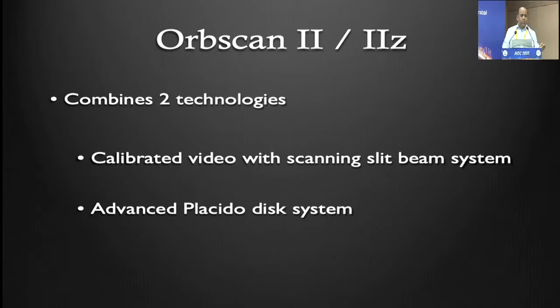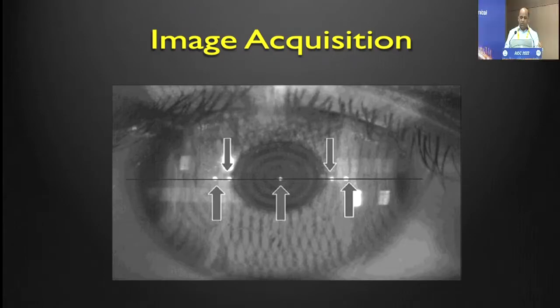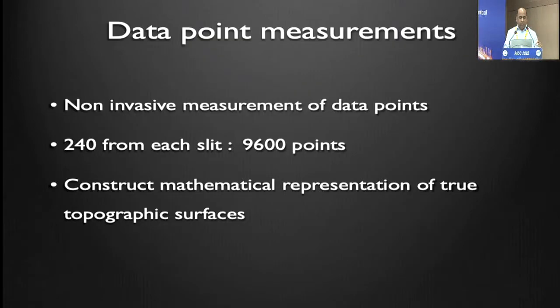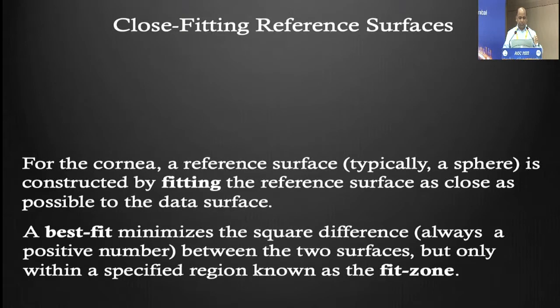Talking about OpScan, it combines two technologies: a calibrated video with a scanning slit beam system, along with an advanced Placido disk system. Image acquisition is like this in OpScan. It measures around 9,600 data points, and it is a non-invasive measurement of data points. Based on these data points, it constructs a mathematical representation of the true topographical surface. So from derived, we have shifted to true surface.